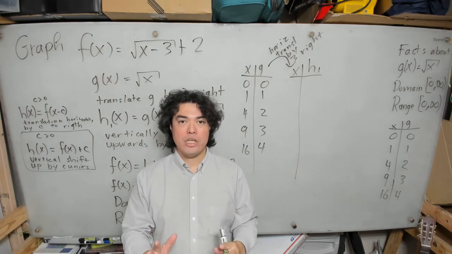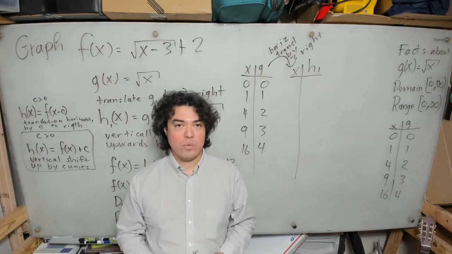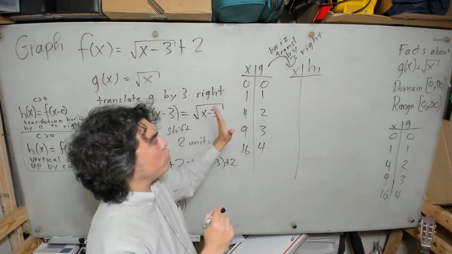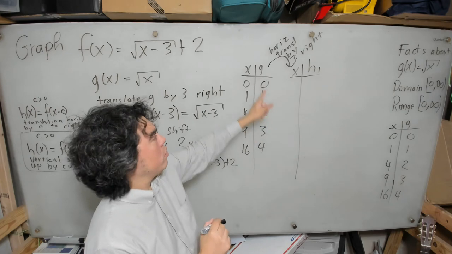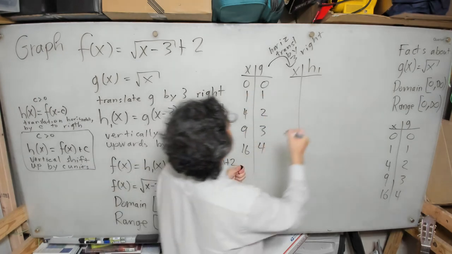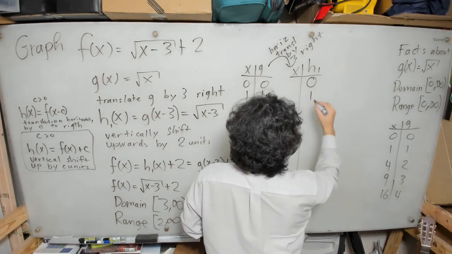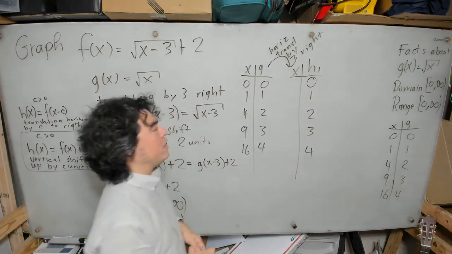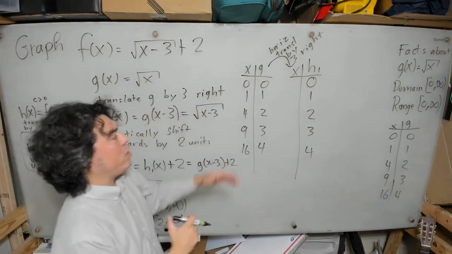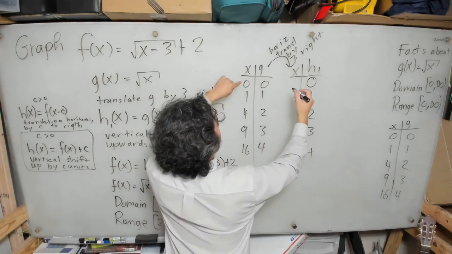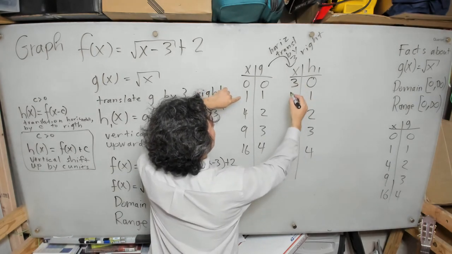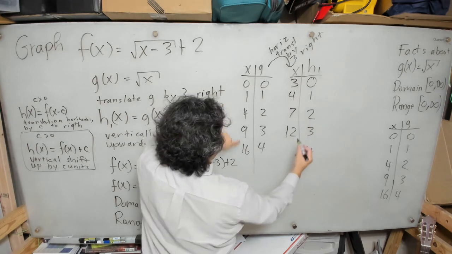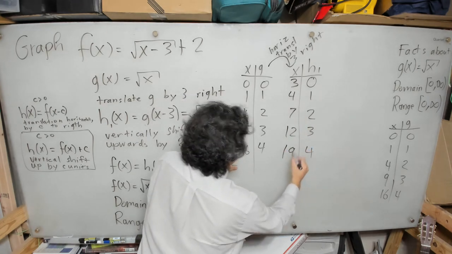And how does it change the x? It increases the x by 3, right? So the y doesn't change. If I'm pushing it along to the right, the y doesn't change at all, so I can just copy that over. But the x values all change by 3. So 0 plus 3 is 3, 1 plus 3 is 4, 4 plus 3 is 7, 9 plus 3 is 12, 16 plus 3 is 19.